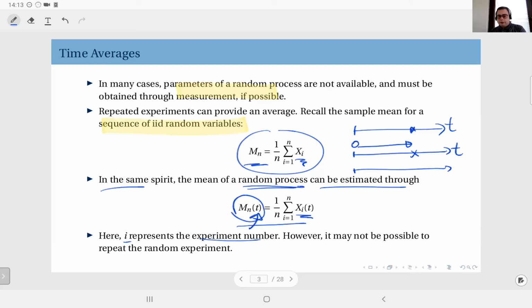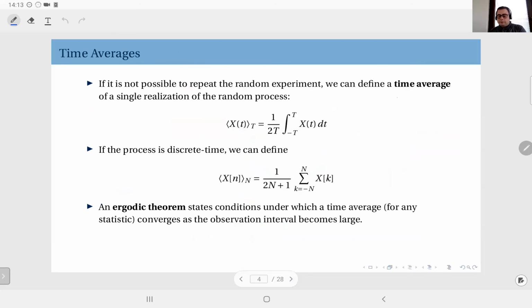So what to do in that case? What you can do is compute a time average. Instead of a sample observation average, compute a time average. That is the best you can do, right? That is the only thing you can do. Because, well, if you cannot repeat it, you have one single observation throughout the entire time axis. Okay, you cannot do anything else. You can only compute a time average.